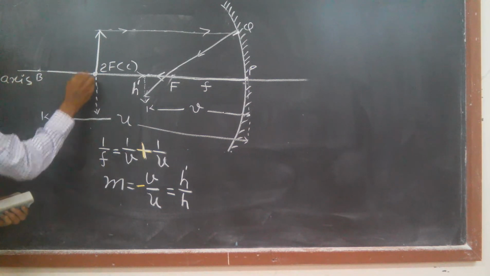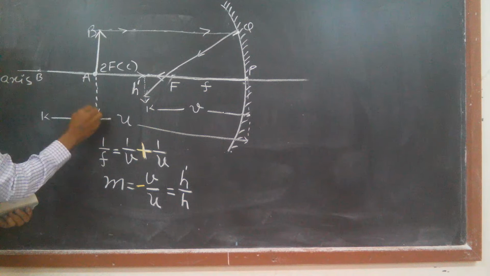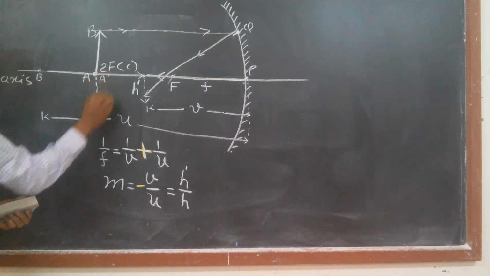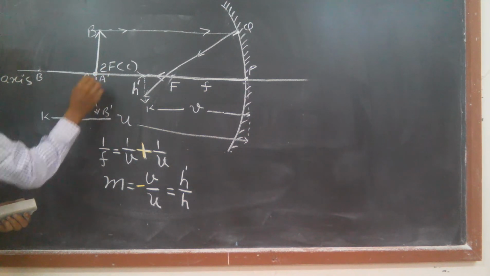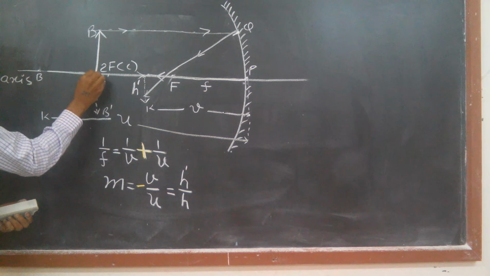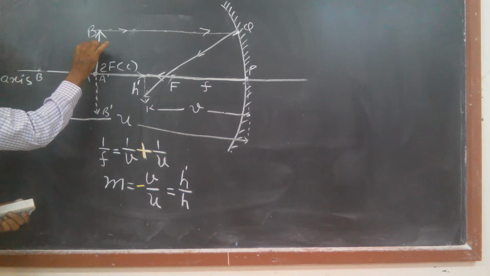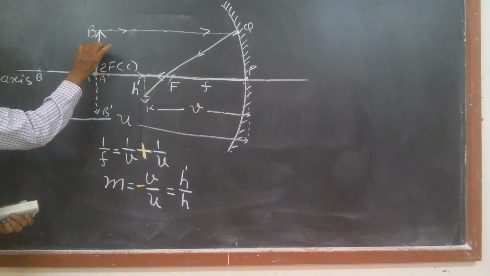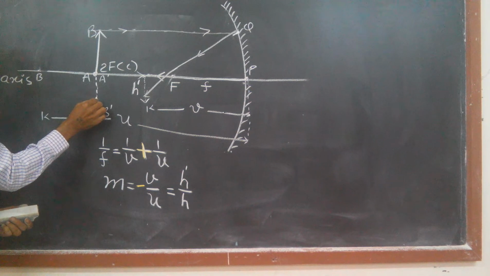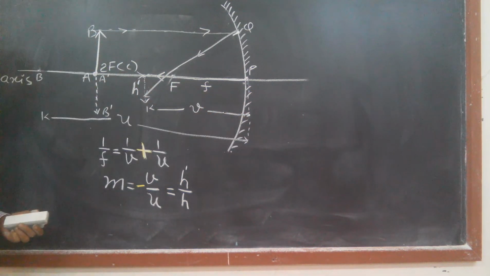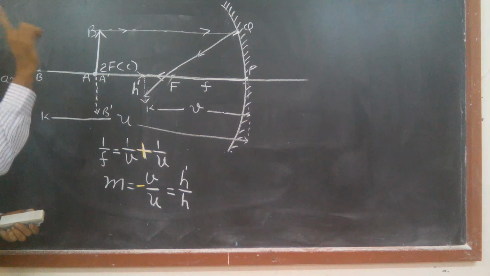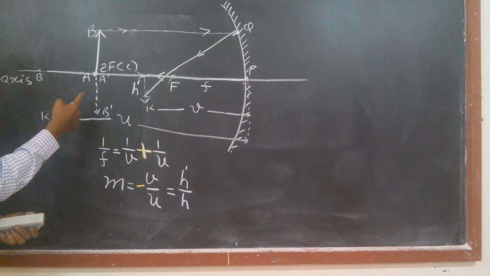Here, this is object AB and this is image A prime, B prime. Friends, this is the point, center of curvature, where size and distance of object is equal to size and distance of image for concave mirror. That means magnification is 1 for this particular position only.